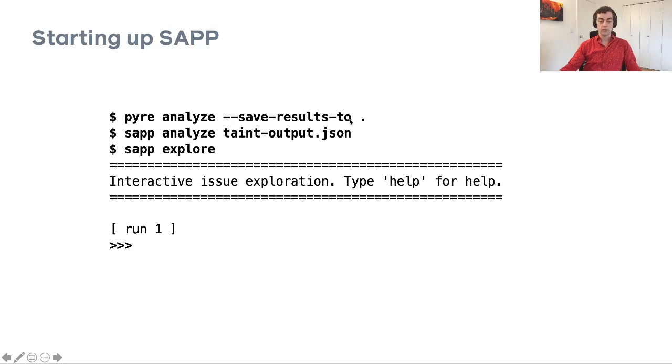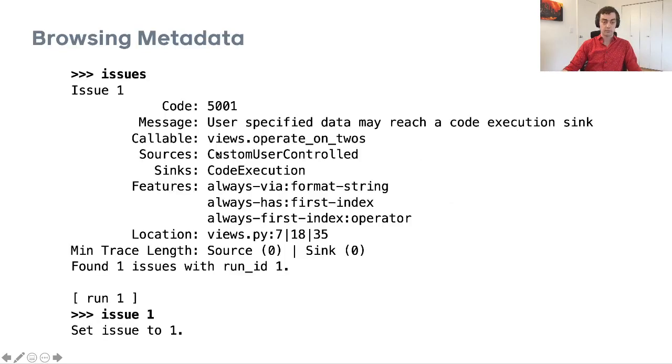So when we want to use SAP, we have to slightly modify our pyre-analyze command to tell it to dump the raw JSON output to the local directory. We then have SAP analyze this JSON file and export it for its own uses. And then we can go into explore mode, and we can launch an interactive session with SAP to look at the issues that Pysa has discovered.